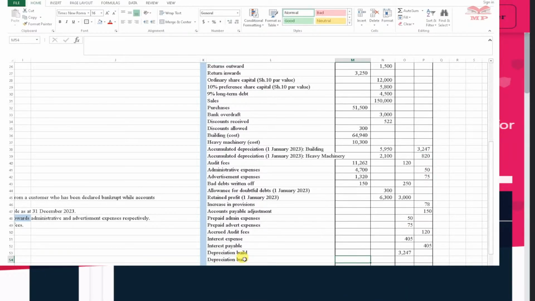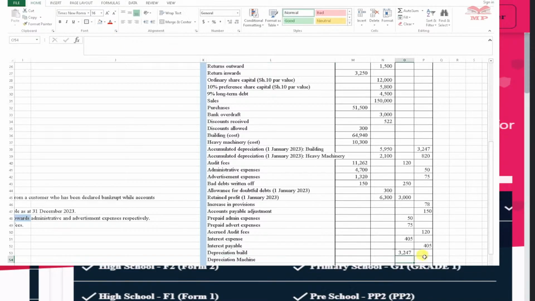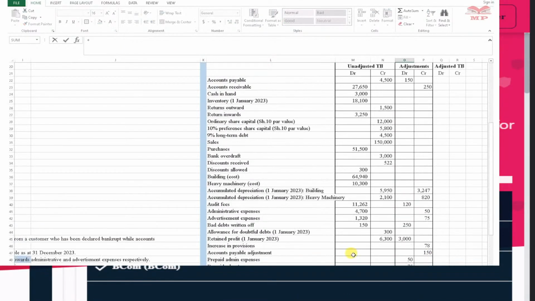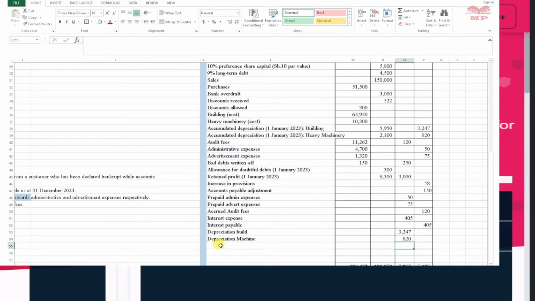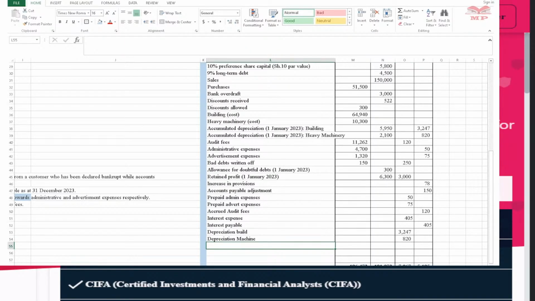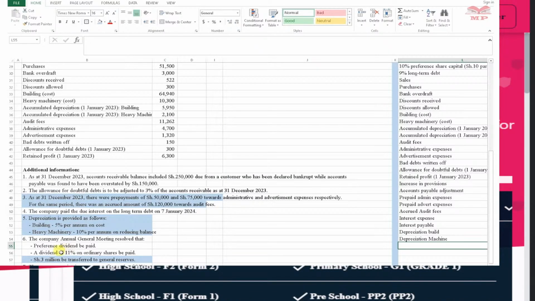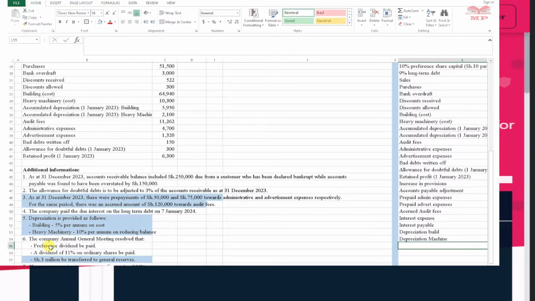This is machine. And you're saying we'll just pick the following figure there, because it's accumulated depreciation. For every debit, there has to be a credit. Is there anything else? I've got something here, preference dividend to be paid here. So proposed dividends, preference dividends.